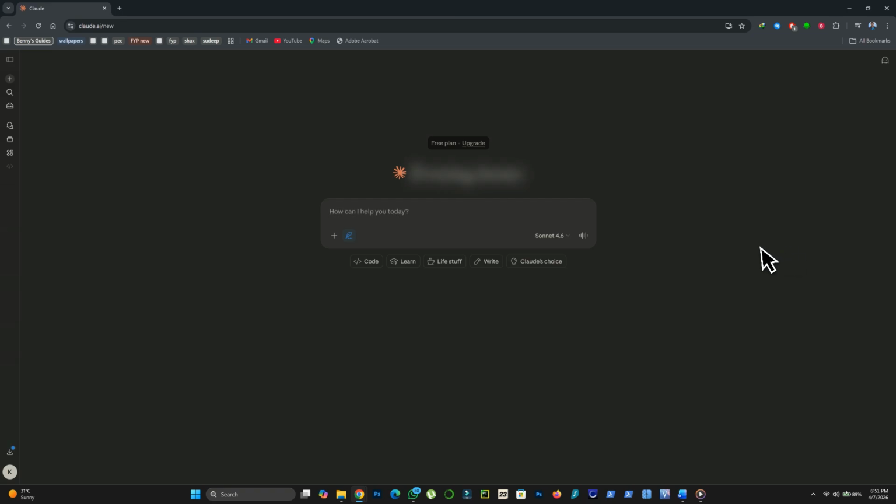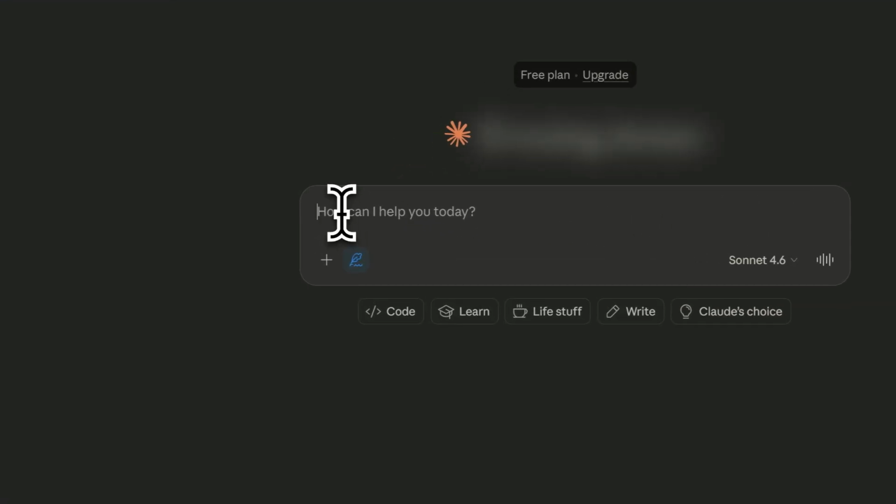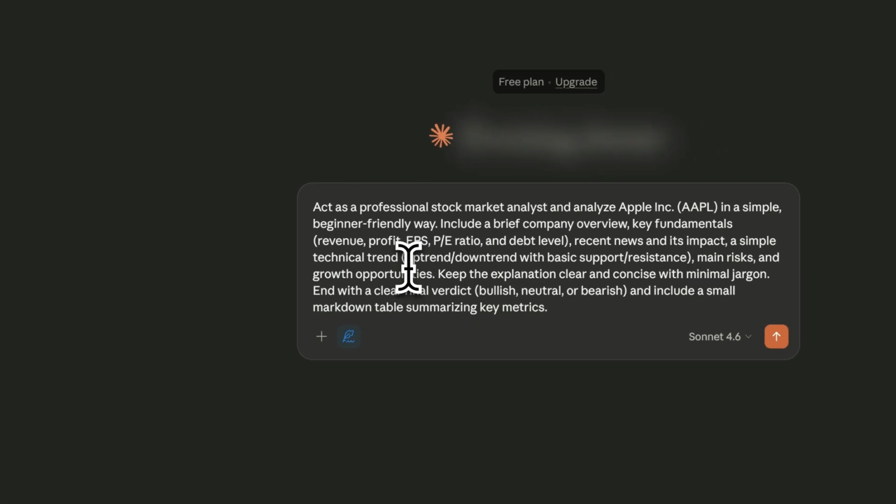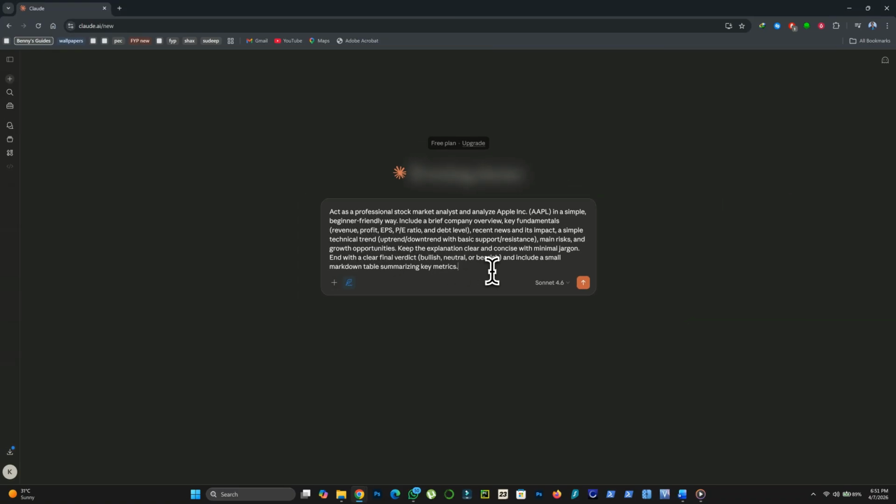Next, enter a structured prompt asking Claude Sonnet to analyze a specific stock like a market analyst. This ensures the response is clear, organized, and easy to understand for beginners. Claude will break down key areas such as fundamentals, revenue, and profit.